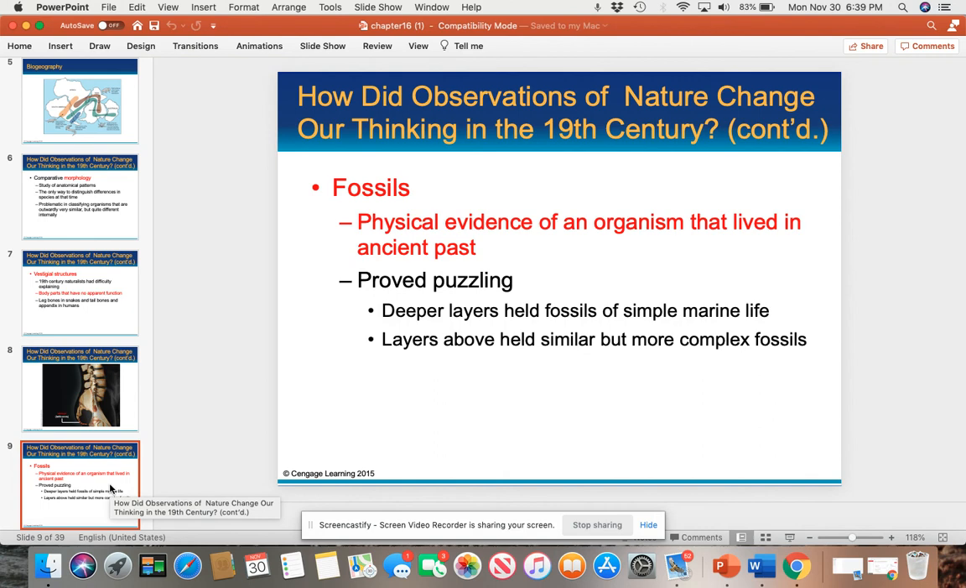Fossils provide physical evidence of organisms that were once alive at some point in time in the past. And so, for example, we see fossils with structures typically the same as feathers. And so that allows us to say that birds are the closest descendants of dinosaurs. And we first found this fossil in Germany.